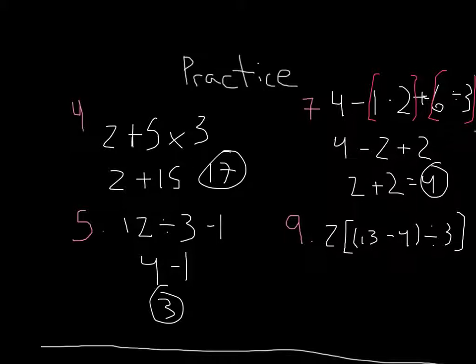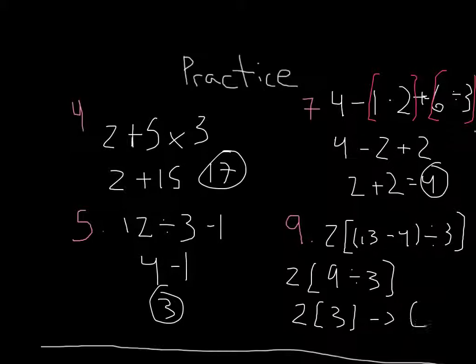13 minus 4. So we do 2, bracket, 13 minus 4, which is 9, divided by 3, end bracket. So then, again with PEMDAS, P, which is parentheses, which also means brackets, would be 2, bracket, 9 divided by 3, which is 3. And so that's multiplication right there. So if you see a number and then a bracket and another number, that can easily just be 6. So that's your answer.